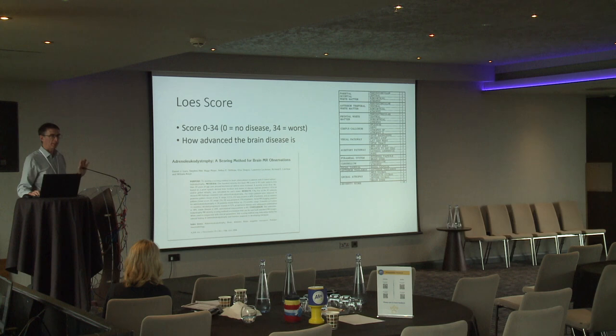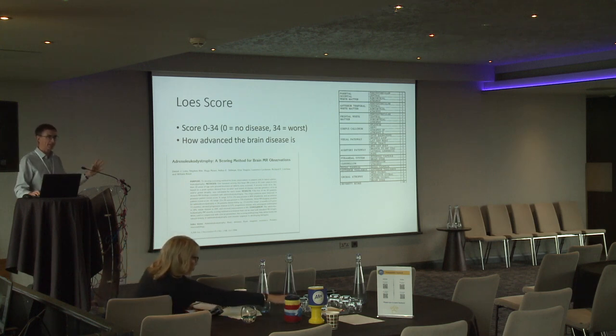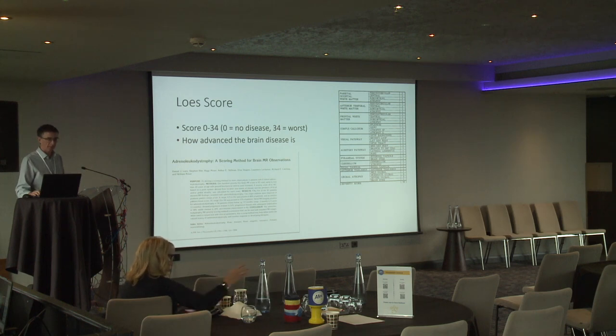I'm not going to dwell on this. We've heard about the LESS score lots over the weekend. This is the scoring system that the neuroradiologists use basically to tell us, looking at the scans, how advanced is the brain disease, from 0, where there's no disease at all seen on the scan, up to 34, which is the worst case of advanced disease.